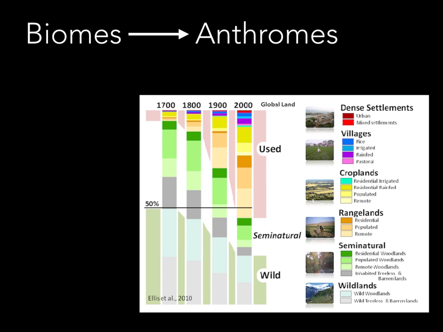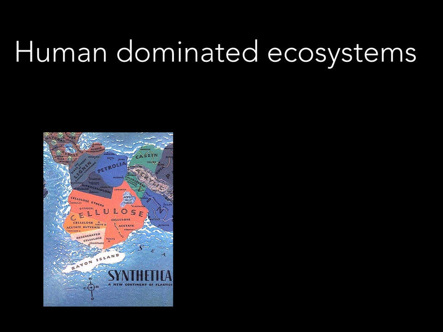If you look here at 1700, we can see the breakdown of uses of the Earth's surface. About 50% are wild woodlands and wild treeless or barren land. So 50% is wild in 1700, with some semi-natural areas, rangelands, and very few dense urban settlements. As we go forward 300 years, you can see how much of the Earth's surface has transitioned from wild to being used. We really do see these human-dominated ecosystems all over the Earth's surface today. In fact, about 60% of the Earth's resources are now directed towards human use.